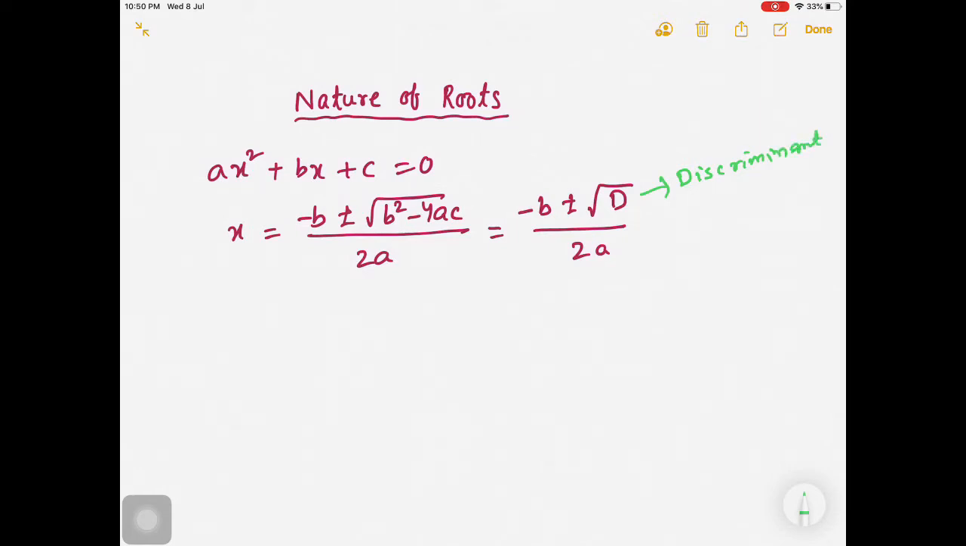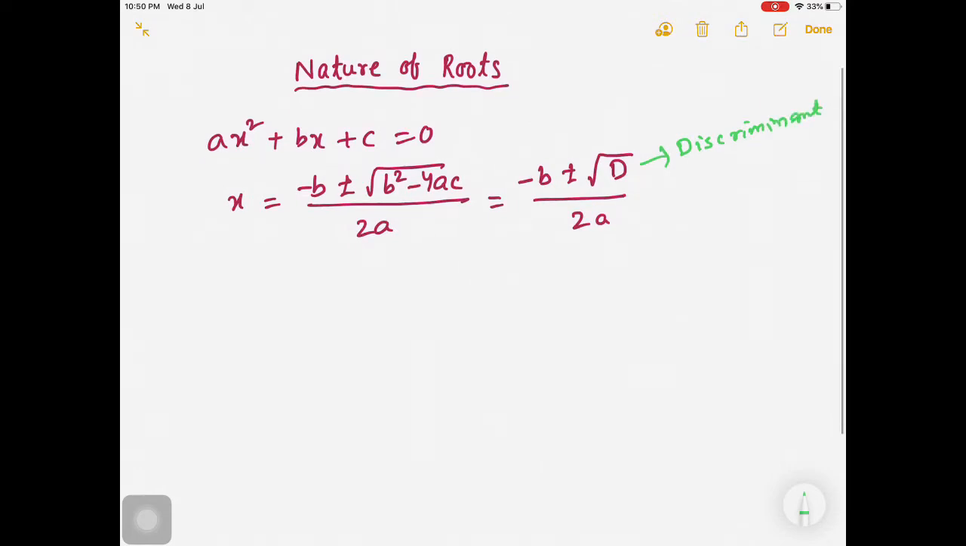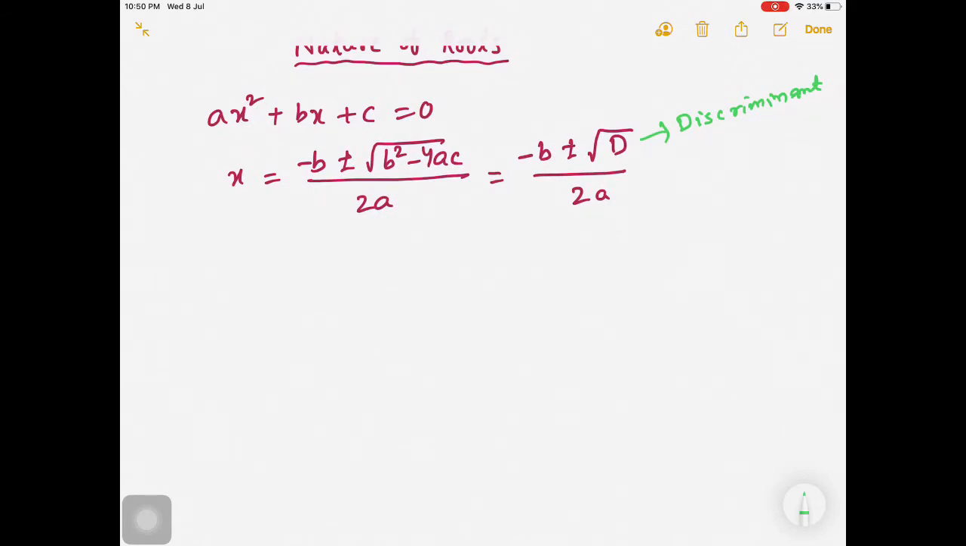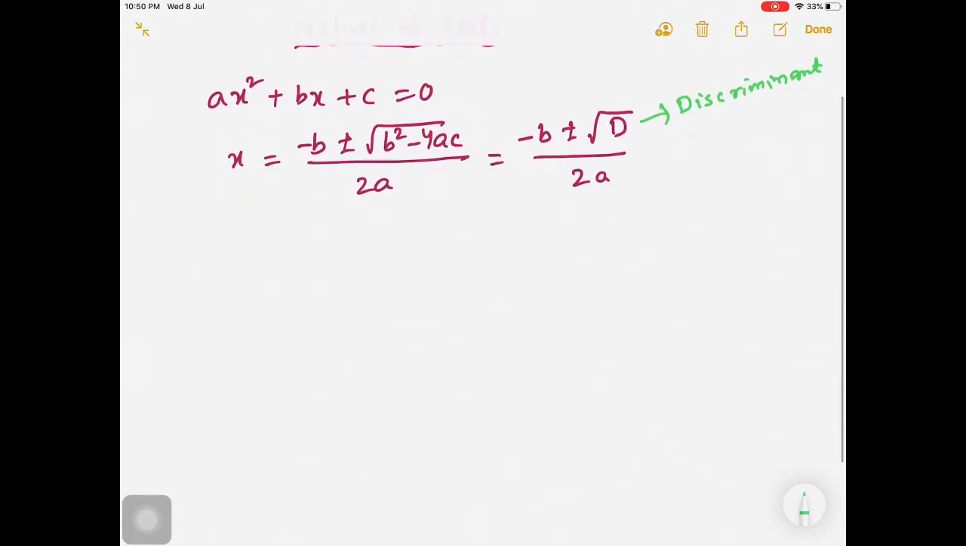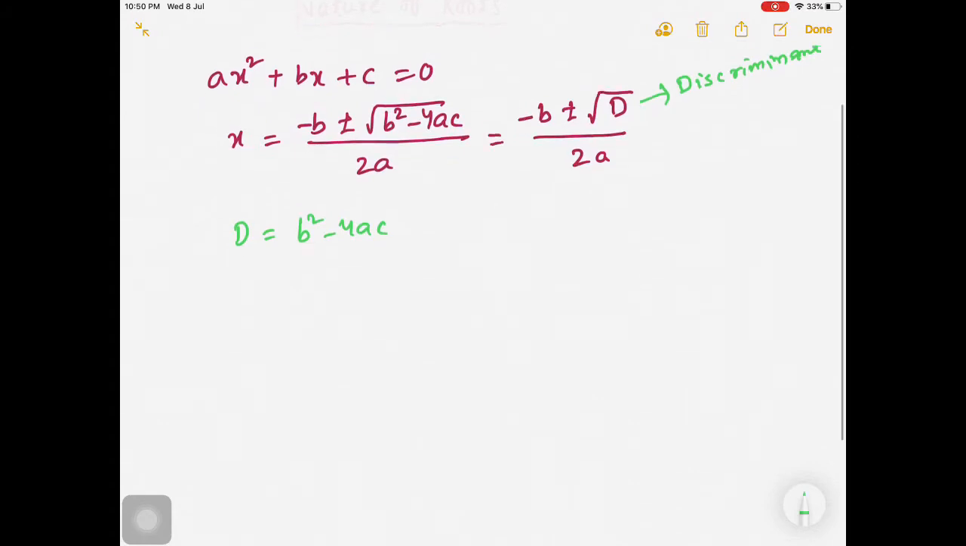Now, what is the importance of D here? Let's discuss the importance of D. Actually, D is very important in finding the nature of roots that we are going to discuss today. We know that D equal to b square minus 4ac. From this value, we can know the nature of roots.